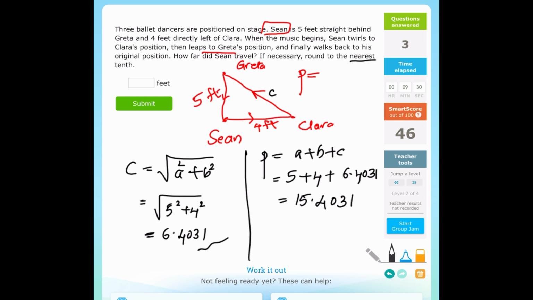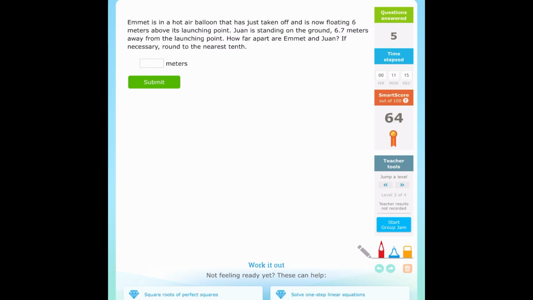So in the IXL, we have to put the final answer to the nearest tenth. Since the second digit is smaller than 5, we don't have to add 1 to the 4. So our final answer is 15.4. That means in total, Cn crawled or twirled 15.4 feet.